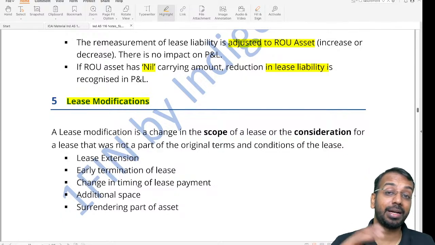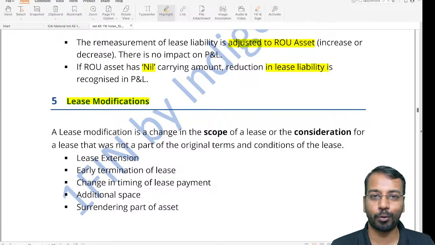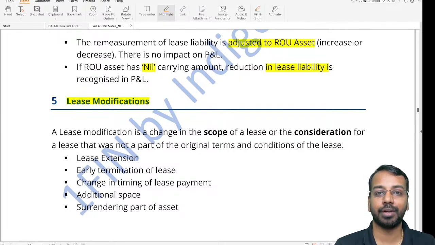I enter into a separate lease contract, then there is no lease modification. Or I go to the owner and say, boss, I have been using your premises for so long, so let us modify the original contract and add this additional floor space. This is something called lease modification. Now lease modification can happen in two ways. One, you are changing the scope.